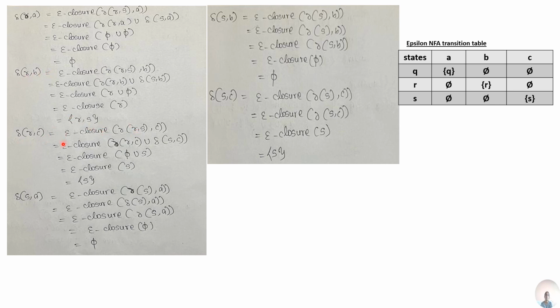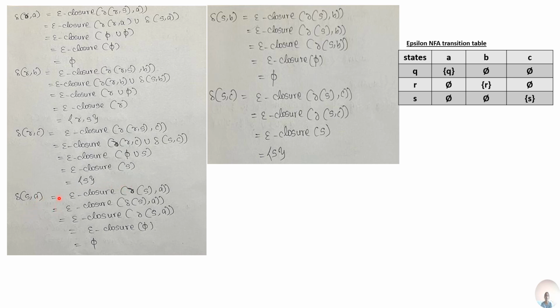Delta of R comma C equals epsilon closure of delta of R comma S with input symbol C, which is epsilon closure of delta of R comma C union delta of S comma C. R on C is null and S on C is S. That means delta of R comma C equals S.